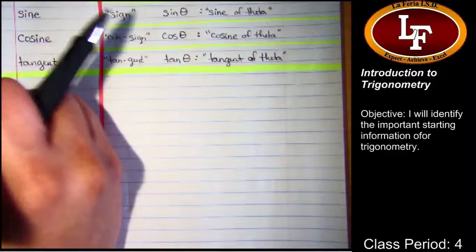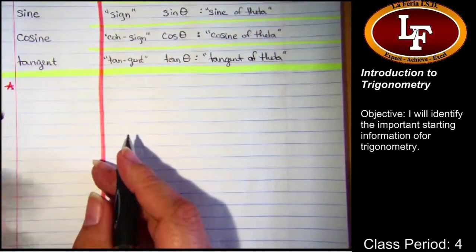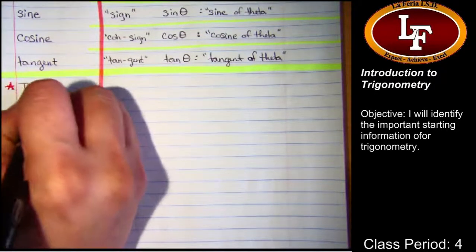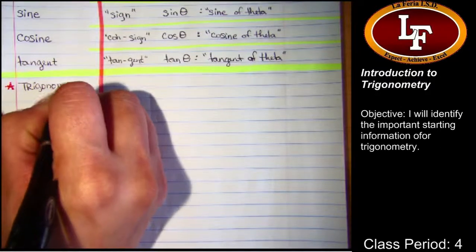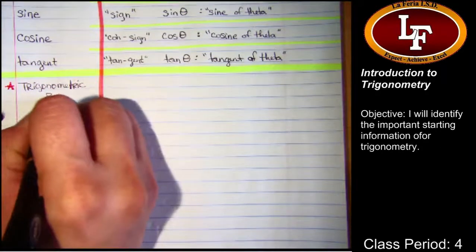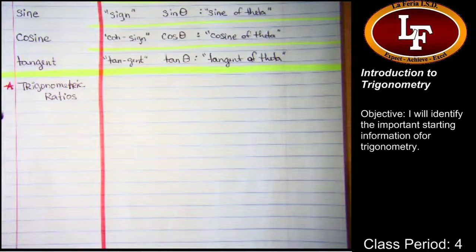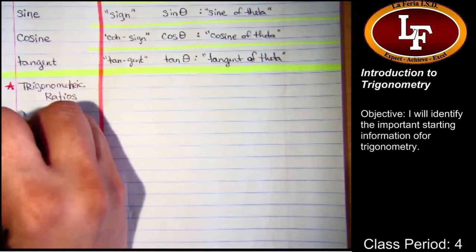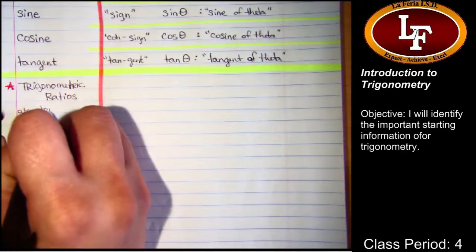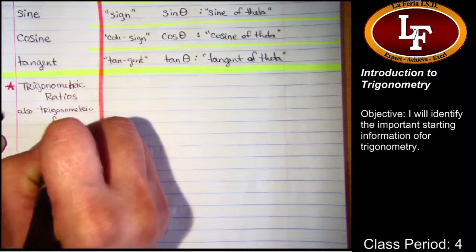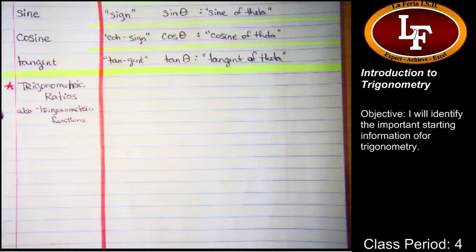And we're going to look at the first big important bit of information using our new vocabulary words, which are the trigonometric ratios. So in your mind, ratios we've gone over. In your mind, you should go, oh, ratio, that's a fraction. So these are going to be some sort of fraction. Trigonometric ratios are also called trigonometric functions. And the wording for those are kind of interchangeable. We can go back and forth.